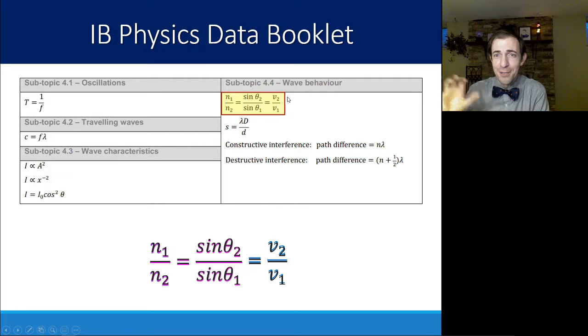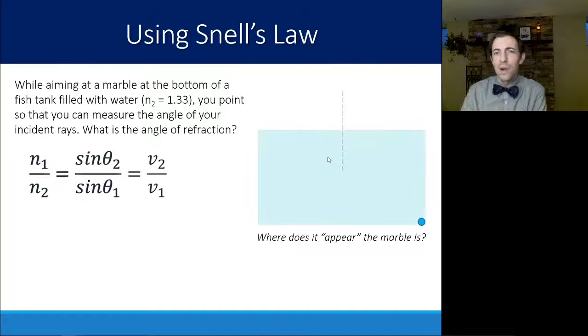It's rare that you're going to use all three pieces in one problem. You'll usually use either the index of refraction and the velocity, or index of refraction and the sine of the theta, so the angle piece. Let's look at what this looks like in action. While aiming at a marble at the bottom of a fish tank with water, you point so that you can measure the angle of incident rays. What is the angle of refraction?